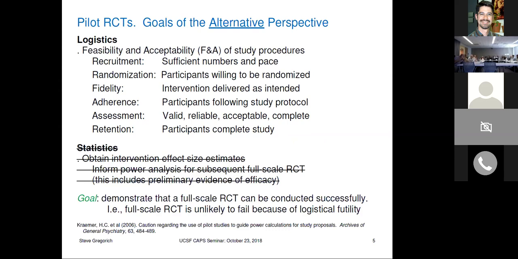So the inability to recruit, the inability to randomize, the inability to retain, the inability to assess, something that is so egregious that you can't even do this. I mean, it's time to stop. That's logistical futility, and the idea behind an alternative perspective on pilot RCTs is to provide evidence that a full-scale RCT is unlikely to fail because of logistical futility.